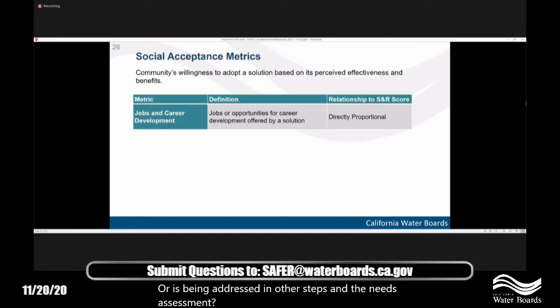And so as a result, only one metric falls under this category, which is the jobs or opportunities for career development metric, with the assumption that the more job development is created by a potential model solution, the more willing is the community to adopt that solution in the long run.